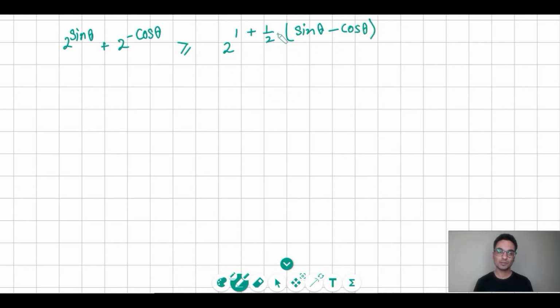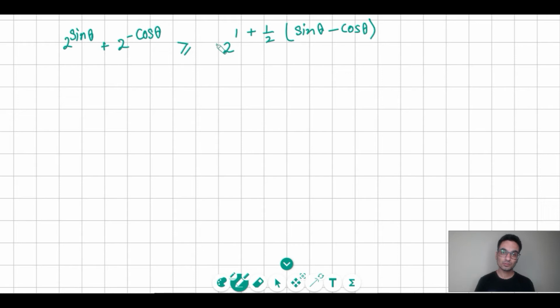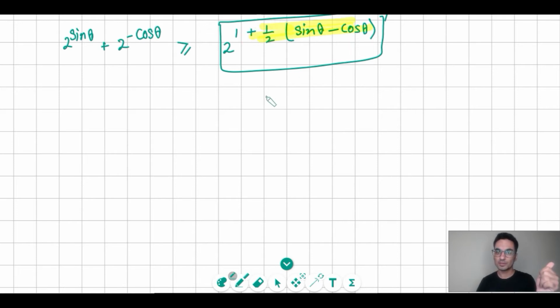Now next we want to simplify, as we want to find the minimum value of 2 raised to the power sine theta plus 2 raised to the power negative cos theta. That means we want to find just the right hand side here, and that will give us the minimum value, and we can decide where it is minimum, right? So the key part that we need to look at is half times sine theta minus cos theta.